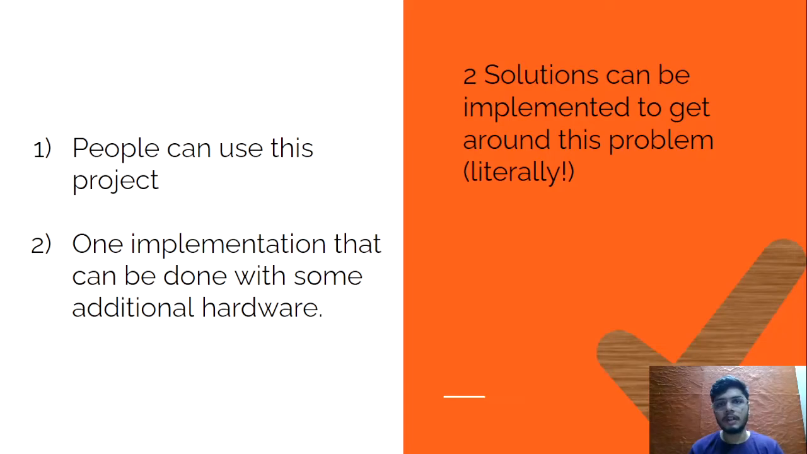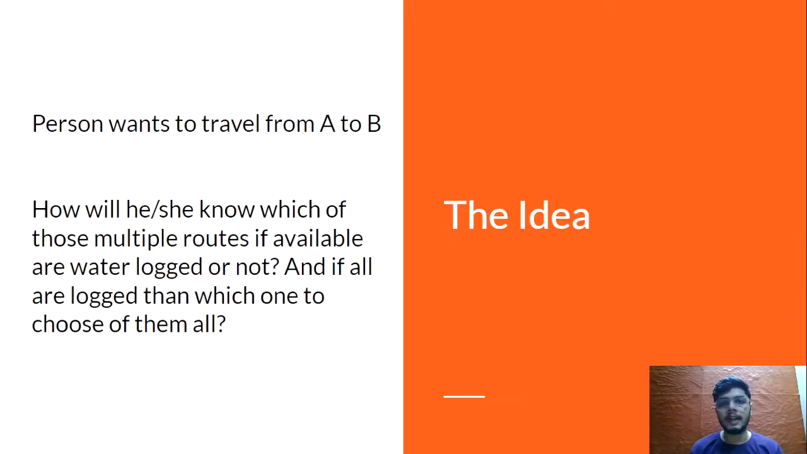So the two solutions I was talking about. The first one is the main idea that we are discussing here, and for the second one we will require some additional hardware. We'll talk about both of them. So the first idea is a person wants to travel from A to B. How will he or she know which of the multiple routes, if available, are waterlogged or not, and if all are logged, which one to choose of them all.